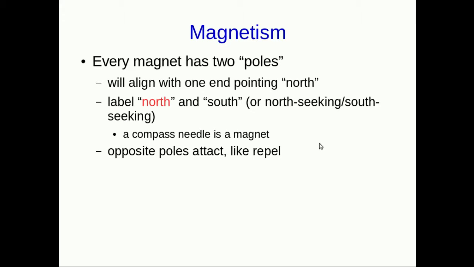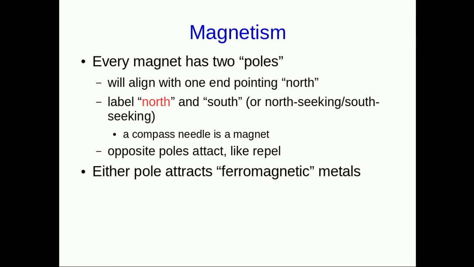Well, all of that you've probably seen, but now we come to the first misconception that I often see students have. Either pole of a magnet will attract ferromagnetic metals. Not all metals, only ferromagnetic ones. Now, the most common ferromagnetic metals are iron, nickel, and cobalt.